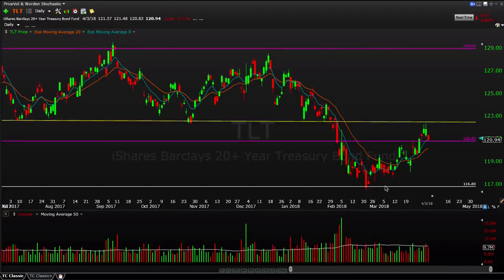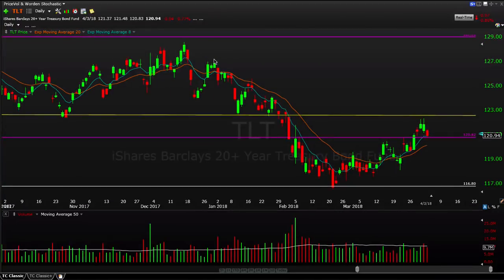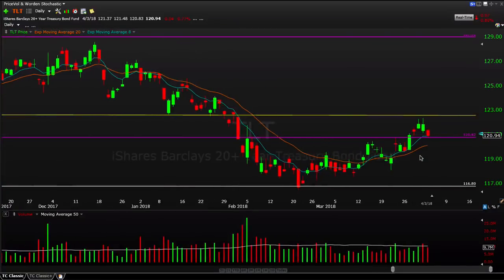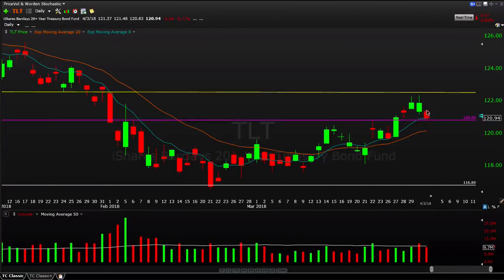Let's get through some other major markets here. We got TLT, which came crashing down today, 77 basis points. I use that term very lightly, crashing down, just essentially retraced the past several days of action, coming back into this 8-day rising or flattening at this point exponential moving average.